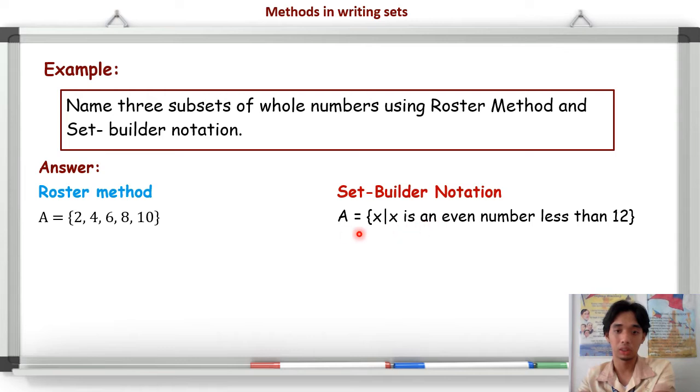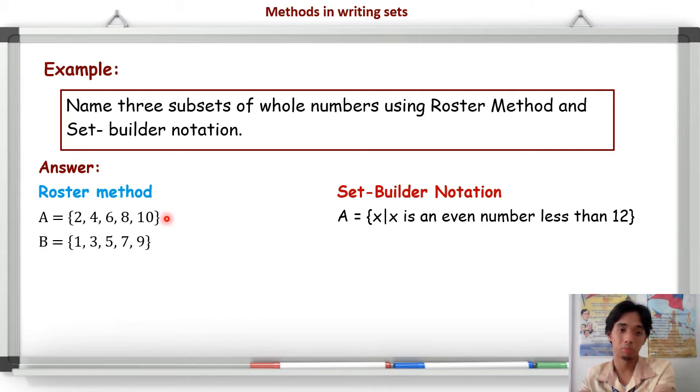So as you can see, A is equal to x such that x, ito yung x such that x natin. Then yung description niya is even number daw. So 2, 4, 6, 8, 10 are all even numbers, so correct. Less than 12. So as you can see, there are no elements in here that is equal or greater than 12. So correct. This is the set builder notation form of this subset A.